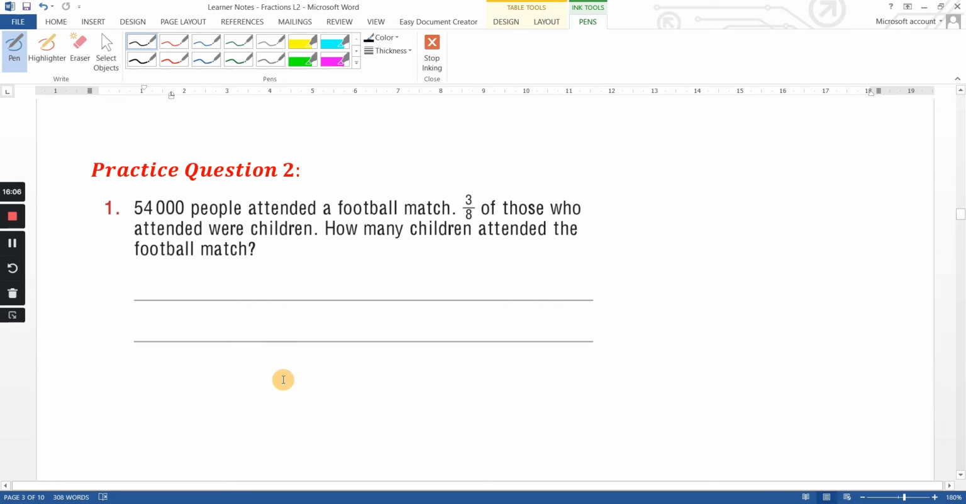Let's go through the answers then. So, 54,000 people attended a football match. 3/8 of those who attended were children. How many children attended the football match? Right, so I need 3/8 of 54,000. So I need to divide by this, multiply by this.